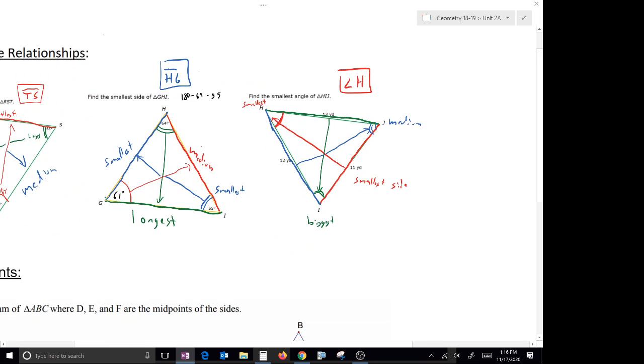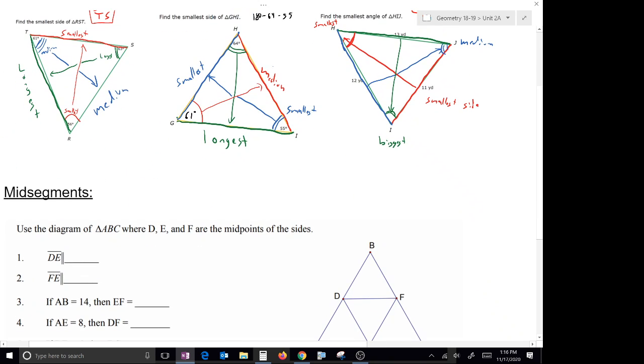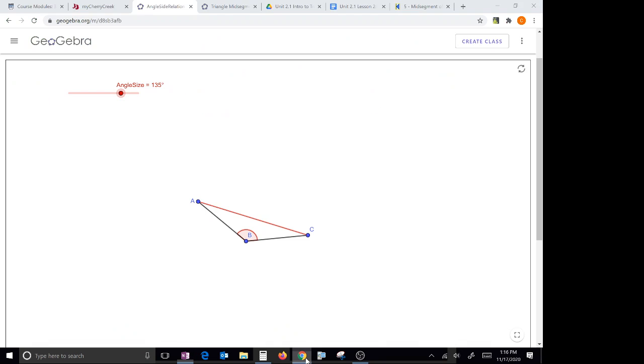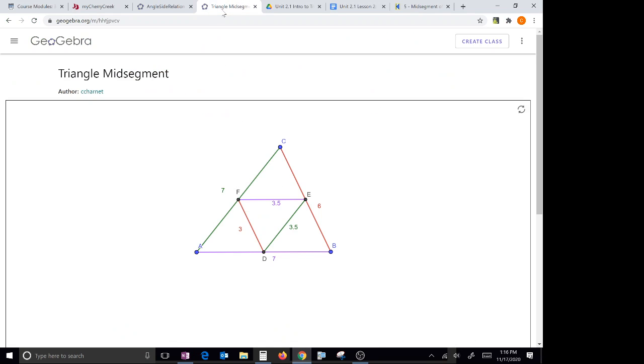The other property we're going to look at is mid-segments. Now, a mid-segment is made in a triangle if I connect two midpoints. So if I take a side, find the point that's halfway in between it, and connect it to the same on the other side, we get a mid-segment. And we can take a look at mid-segments in a triangle here.